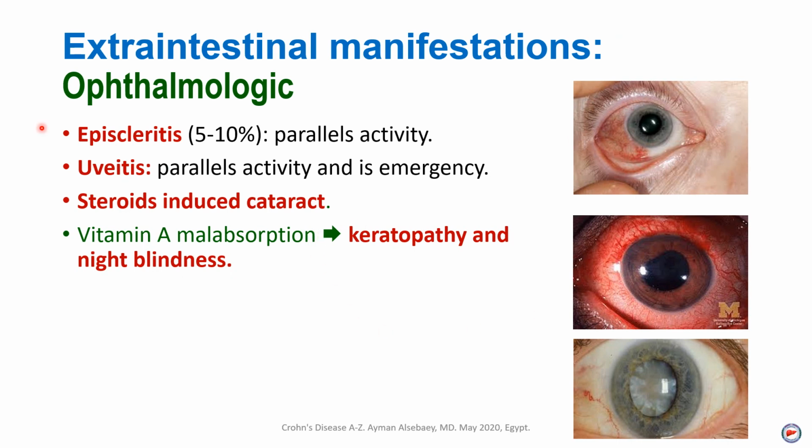In the eye, we may have episcleritis, which parallels the activity. We may have uveitis, which is an emergency and needs steroid therapy. We may have cataract from the steroid therapy. And also we may have vitamin A deficiency due to the problems of absorption in the intestine, which leads to keratopathy and night blindness.